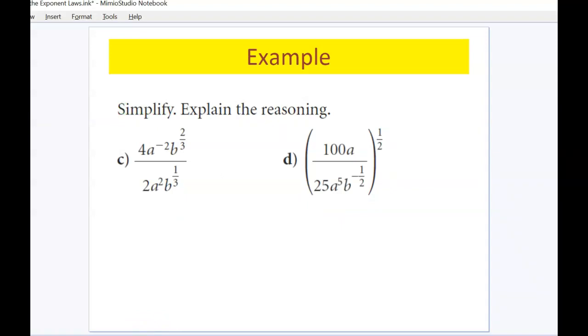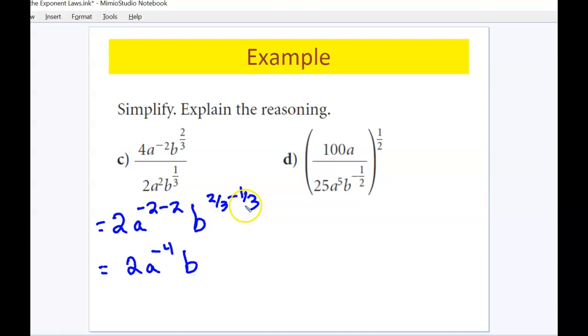Okay, looking at this next example, a little bit more challenging, but again, I'm dividing. So 4 divided by 2 is going to be 2. Looking at the variable a, I have a to the minus 2 divided by a squared. So this is going to be minus 2 subtract 2. And as far as variable b goes, it's going to be 2/3 subtract 1/3. Now if I simplify, negative 2 minus 2 is going to be a to the minus 4. And b to the 2/3 minus 1/3 is 1/3.